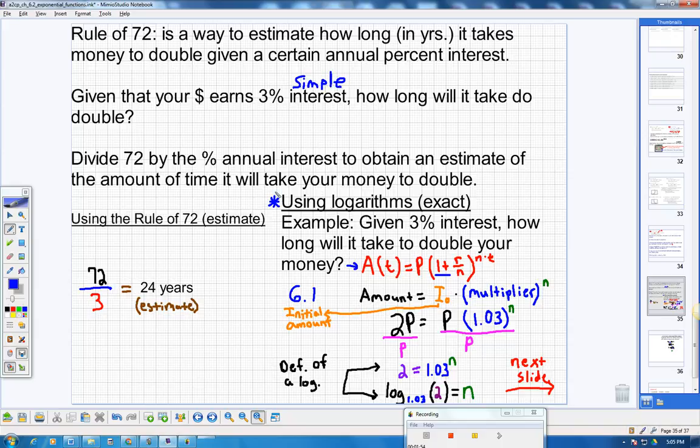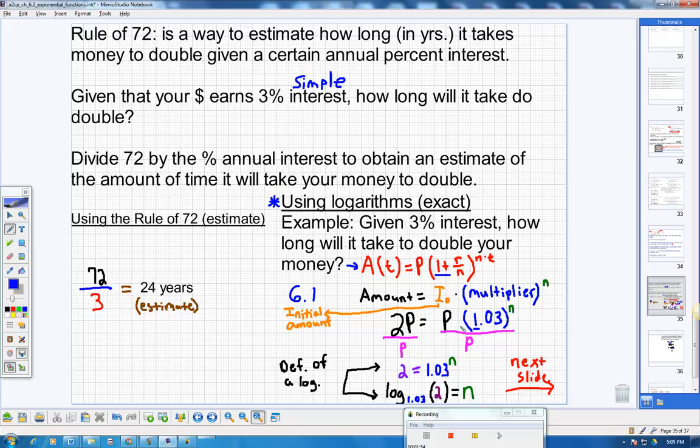So we refine this compounded interest formula into: the amount is equal to the initial amount, you might remember this from 6.1, multiplied by, well, what else? The multiplier, right? Raised to the nth power. Okay, so in this case, I would have the principal multiplied by 1.03, that represents a growth of 3%, 3% as a decimal, raised to the n.